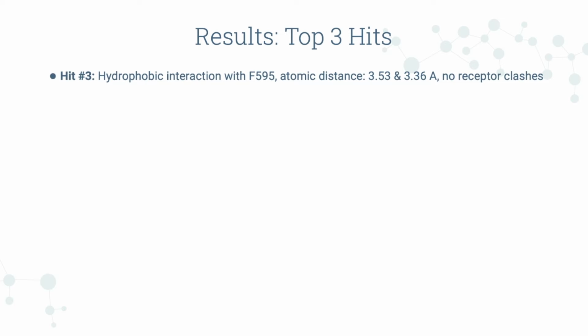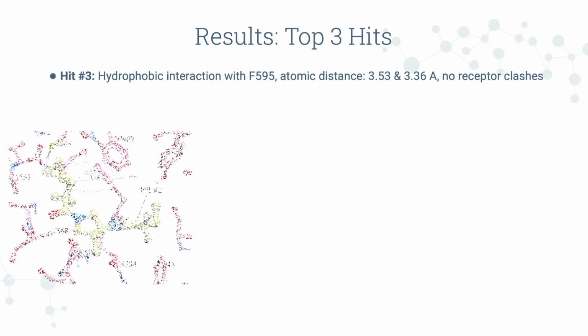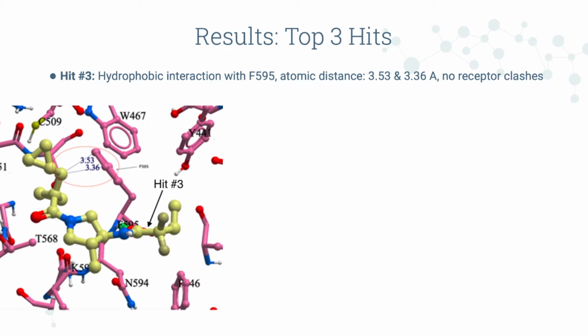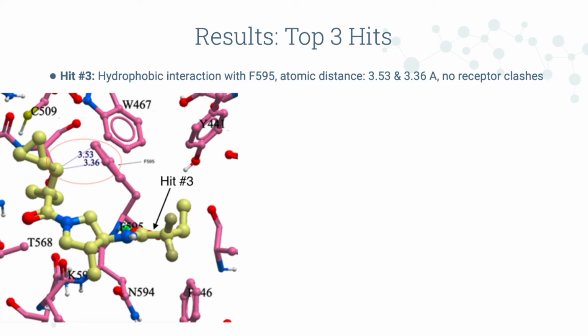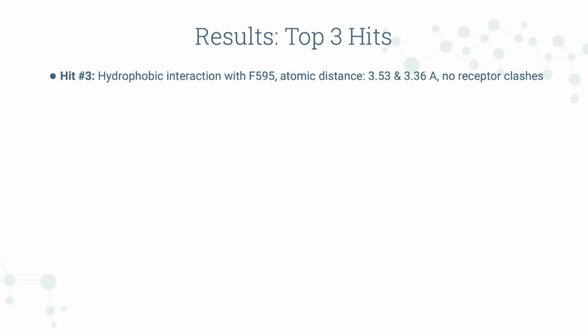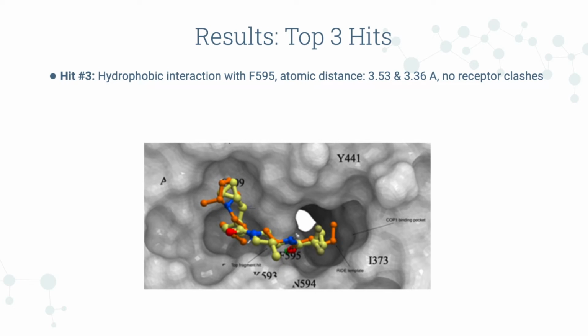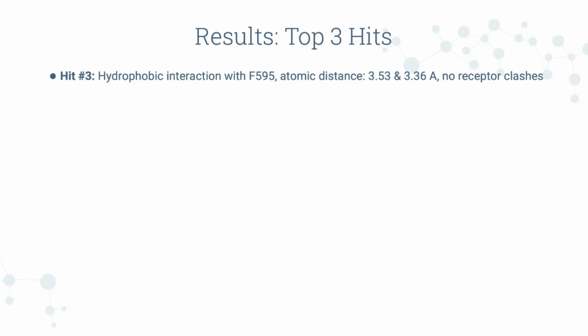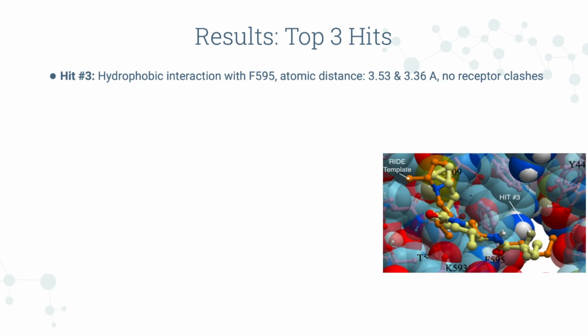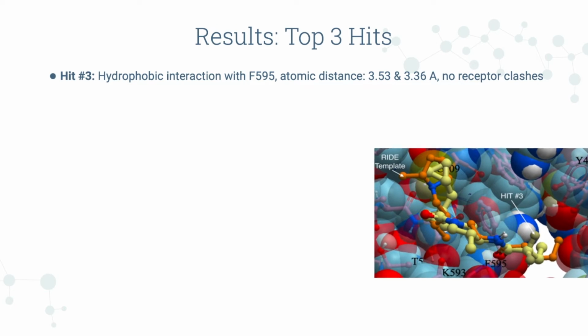Hit number 3 was seen to generate the most ideal hydrophobic interactions with the critical COP1 residue F595. An atomic distance of 3.53 and 3.36 angstroms was used to depict this hydrophobic interaction. Hit number 3 was placed in the substrate binding pocket of COP1 and overlaid onto the RIDE template, much like the preceding hits. There were also no receptor conflicts in the CPK view for hit number 3.